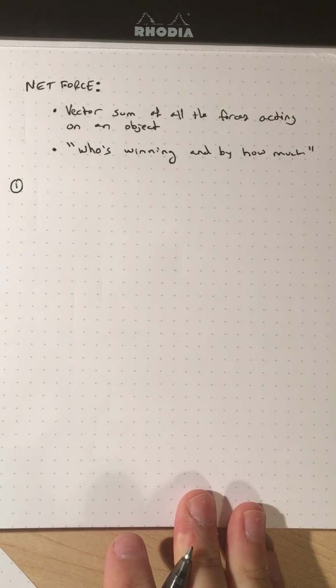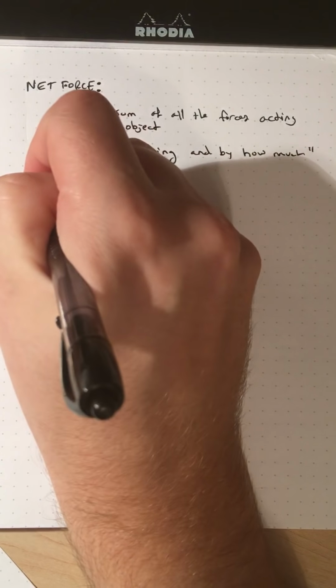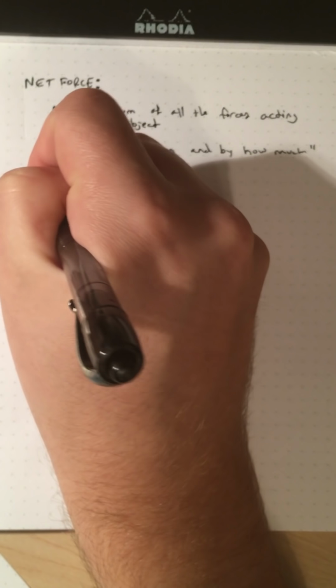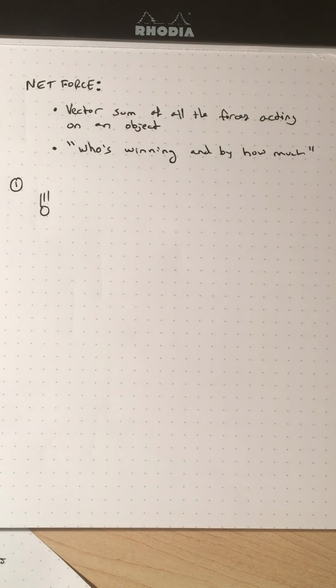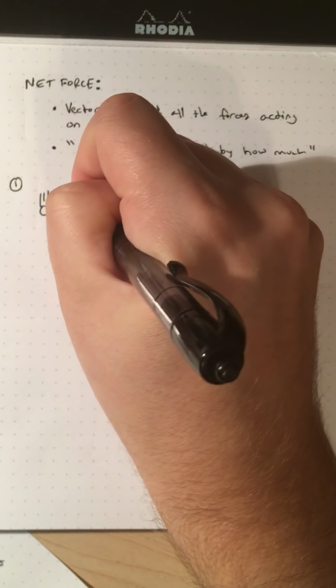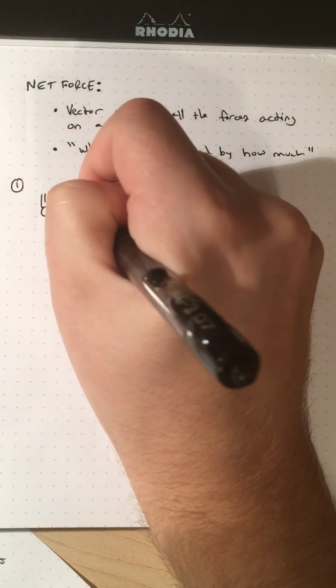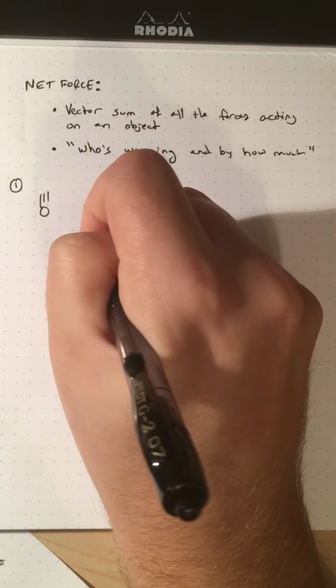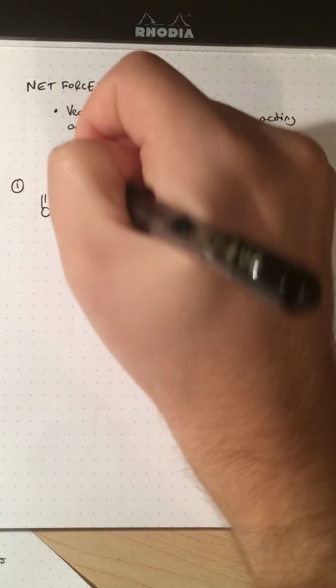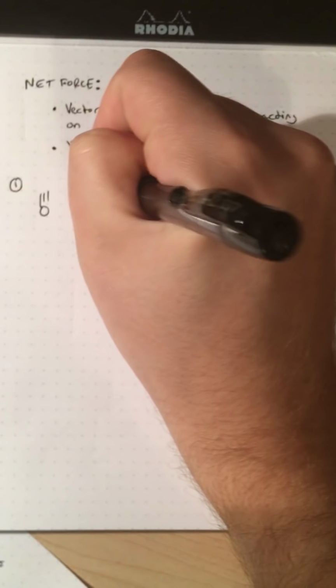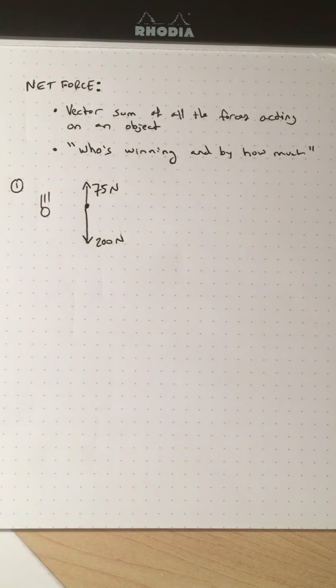So example number one, imagine you got this problem and it said that you had a ball that's falling through the air. So that's my ball that's falling, but we're going to say that this ball is not technically in free fall because there's some air resistance. So we're going to say that gravity is pulling this ball down with a force of 200 newtons, but there's some air resistance on this ball and it's pushing it up with 75 newtons. And let's say that the question was, find the net force. Well, so vector sum of all the forces, what that means is basically what's one vector that summarizes both of those forces. But using my definition, who's winning and by how much?